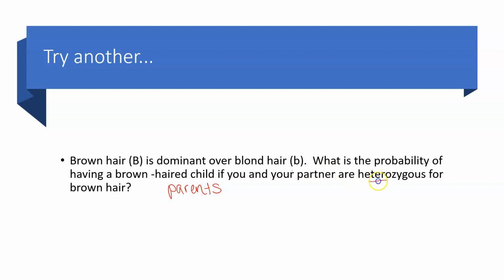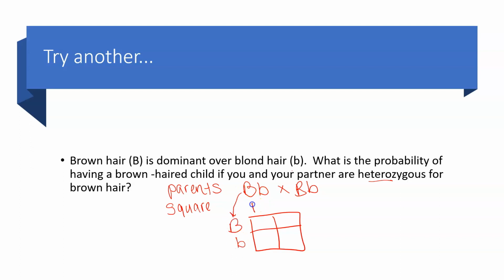Parents are both heterozygous, right? So heterozygous is one of each. So we're going to have big B, little b, and you're both heterozygous, so it would be big B, little b. Okay, then you're going to do the square, and that was part 2, right? And here, put this one along the side, big B, little b. We'll put this one along the top, big B, little b. Fill them in. Big B, big B, big B, little b, big B, little b, and then little b, little b.